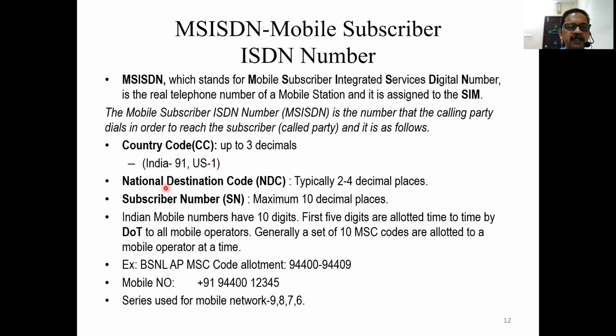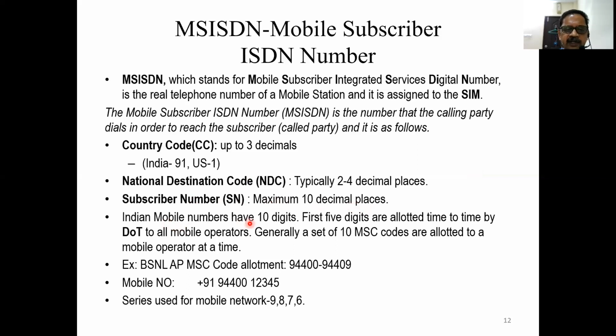Then you will have the National Destination Code, NDC. It can vary typically from 2 to 4 decimal places. It can be 2, 3, or 4 decimals. Then the subscriber number, maximum up to 10 decimal places. So this is the maximum. It can be 6, 7, 8, depending upon the country.